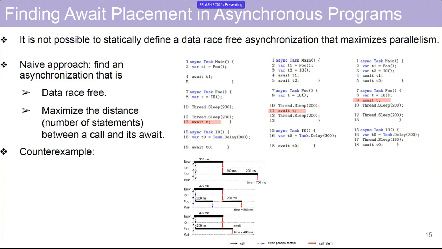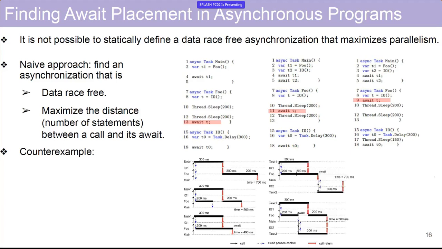So here we have 3 different executions of the first program. In the first execution, which is the first figure, if we place the await directly after the call, it will take us 700 milliseconds. The second one, if we place the await in the middle between the 2 thread sleeps, it will take us 500 milliseconds. And the last one, where we place the await at the end of the method call. So here it's clear that placing the await the furthest possible is the optimal solution.